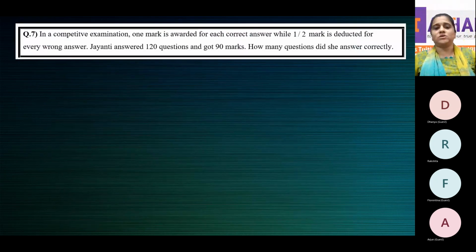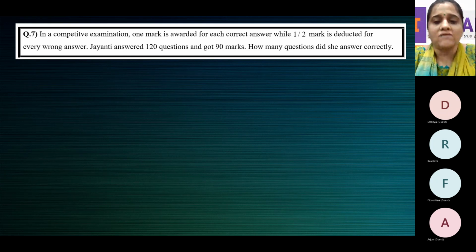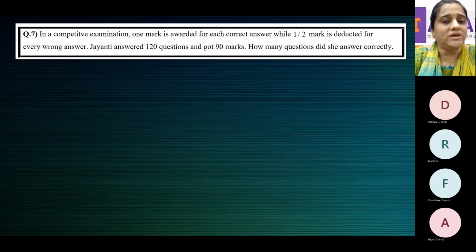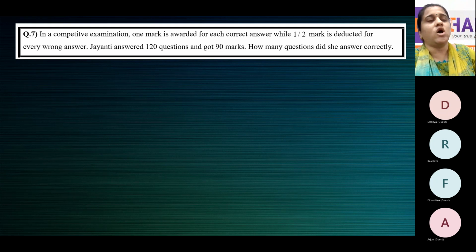In a competitive examination, 1 mark is awarded for each correct answer, while half a mark is deducted for every wrong answer. Jayanti answered 120 questions and got 90 marks. How many questions did she answer correctly? So the assumption is she's attempted all the questions. She's not left anything unattempted. So how many questions in the paper? 120. Some she's answered correctly, some she's answered incorrectly. And she's got how much?